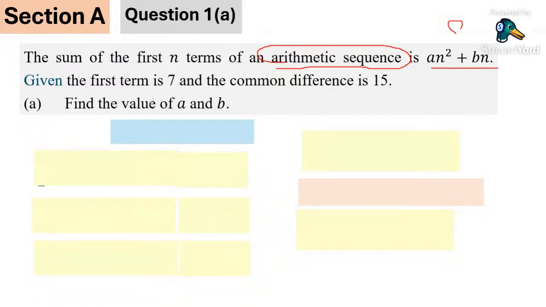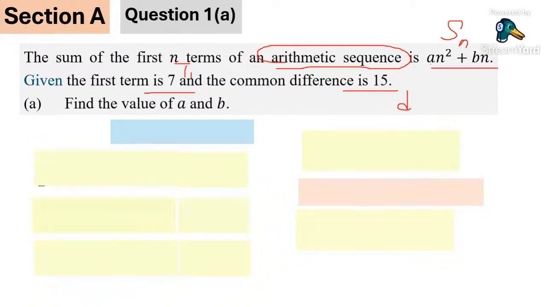In other words, dia ada satu formula, Sn adalah an squared plus bn. But in here, please be aware, this a here bukan the first term. The a in this formula bukan the first term. Okay, so in order to make the difference later, the first term here, saya tak tulis sebagai a, saya akan tulis sebagai T1. Supaya tak confuse a first term untuk a dalam formula ini. And then we have a common difference of d.